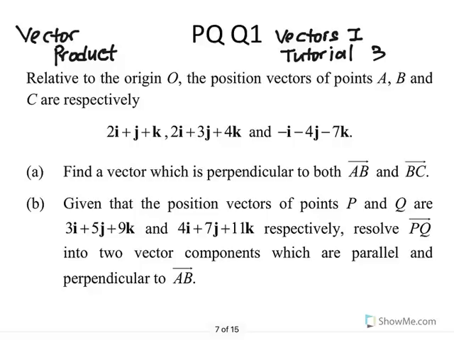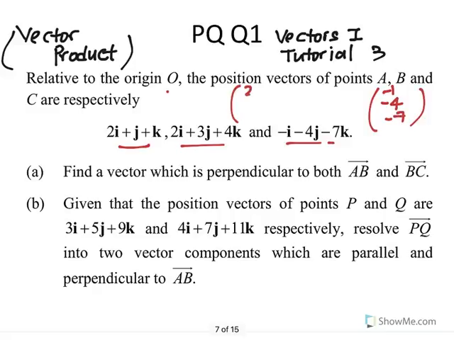Vectors 1, tutorial 3 on vector product. Alright, so we are looking at PQ question 1. Relative to an origin, the position vectors of A, B, C are respectively (2, 1, 1), (2, 3, 4), and (-1, -4, -7).